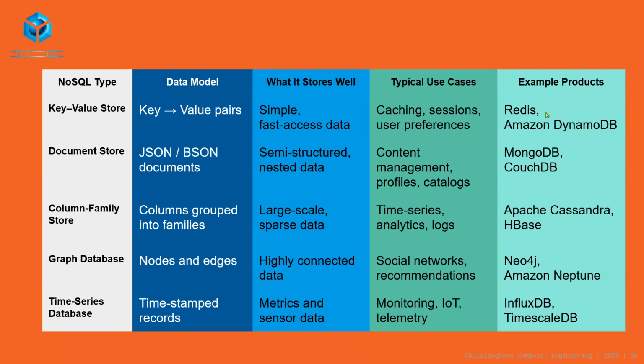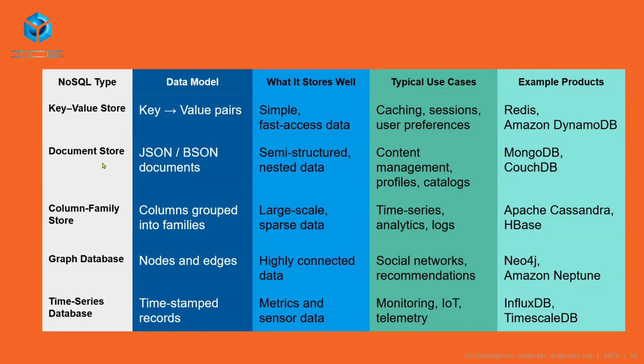Example products like Redis and Amazon DynamoDB are very good products for key value stores. And the typical use case is, if you want to maintain sessions on the systems that you are working on, or you want to do caching, then key and value is a perfect choice for you.